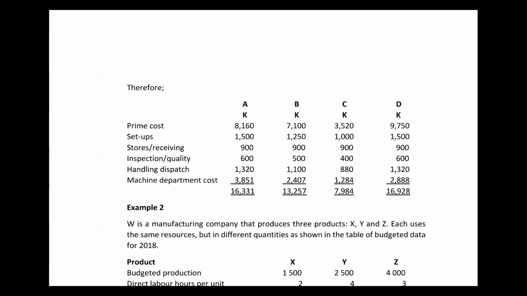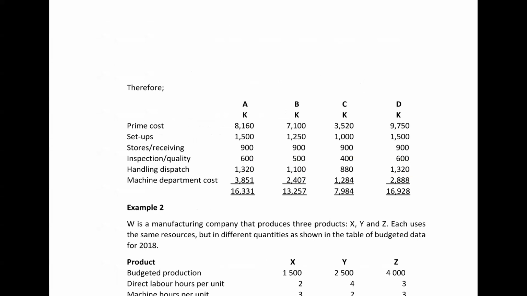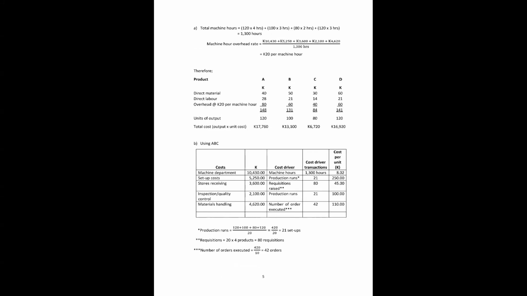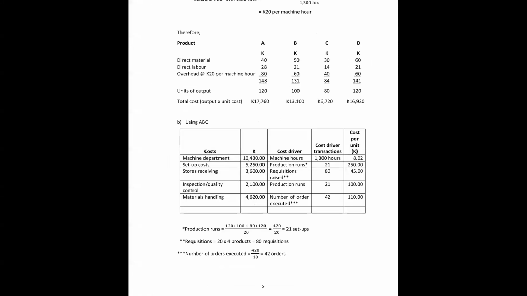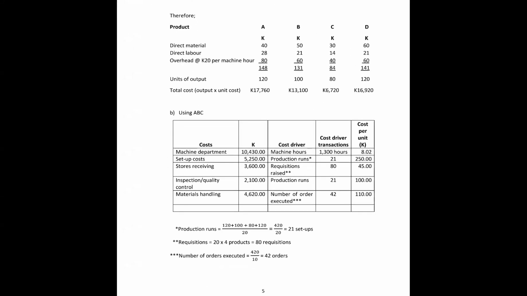Okay, for material handling, that's how you get this list. What about for the machining department? This is very important as well. We are interested in knowing the number of machine hours per each department, times the cost per machine hour. The cost per machine hour is 8 kwacha.